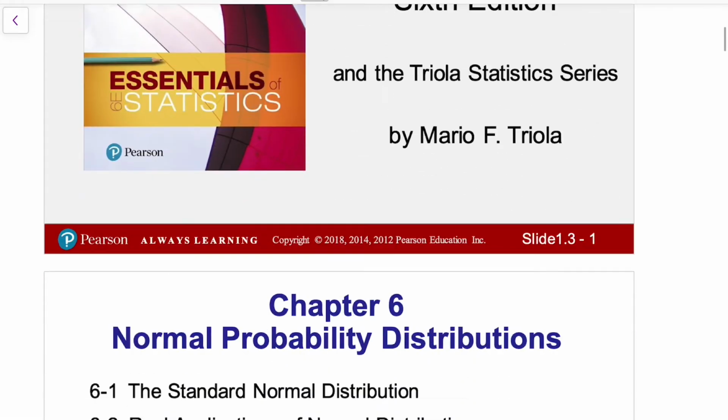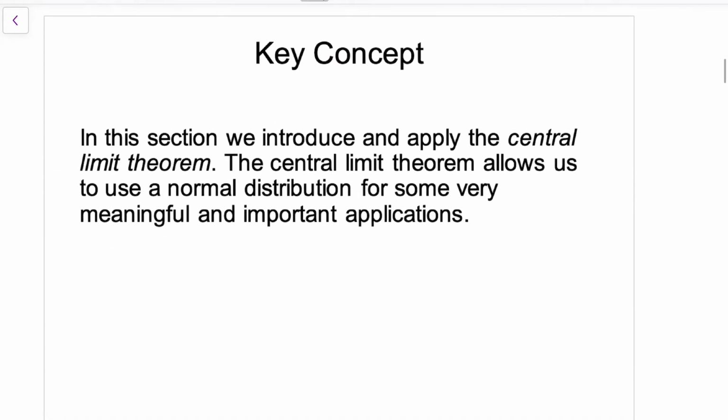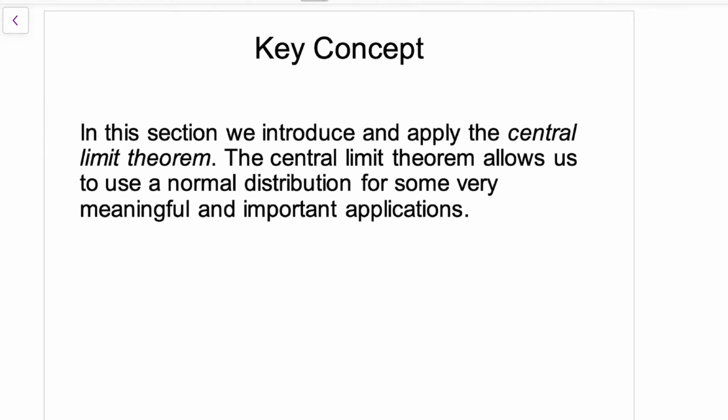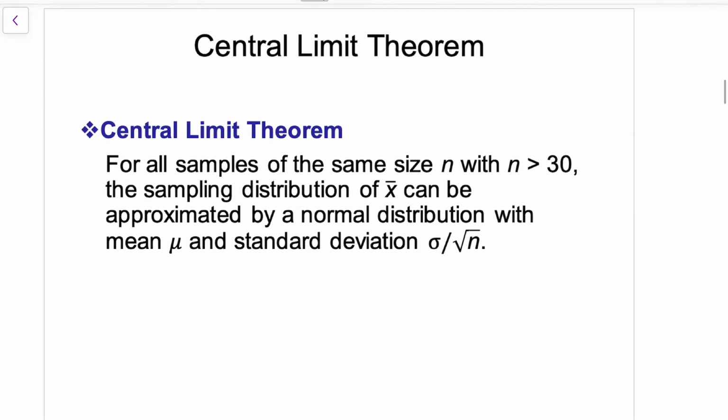Hello. For this lecture, we're going to be skipping ahead to Chapter 6, Section 4, and talking about the central limit theorem. The concept of this section is really just defining and applying what we call the central limit theorem. It allows us to use the normal distribution to talk about, instead of finding the probability of one value being larger than or less than a given data point, the probability that the average or the mean of a group of people is larger or smaller than a given data point. And so here's the main theorem.